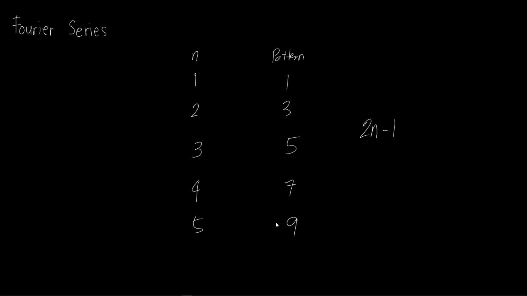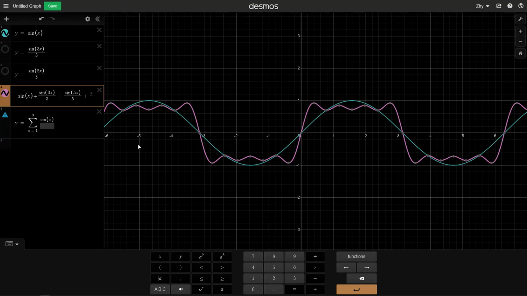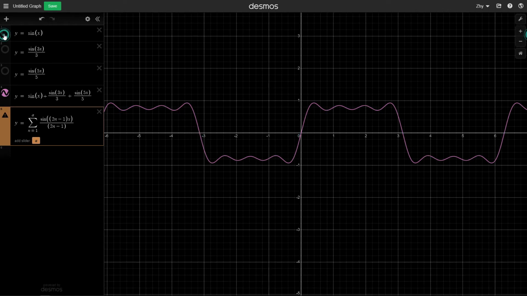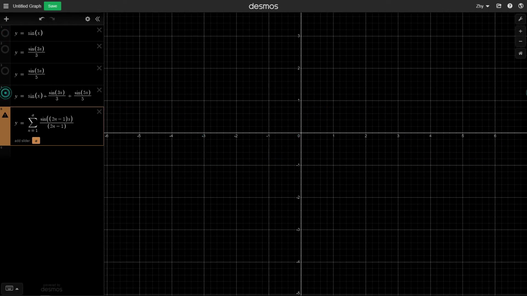Yes, sir. Kakaod mo mangitag pattern. Okay, pattern-pattern na. Okay, so, probably, 2n minus 1 times x all over 2n minus 1, gapat tong pattern. Okay, so you have na ito ni.